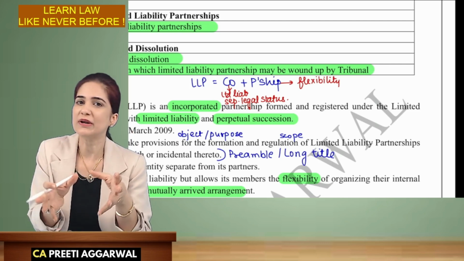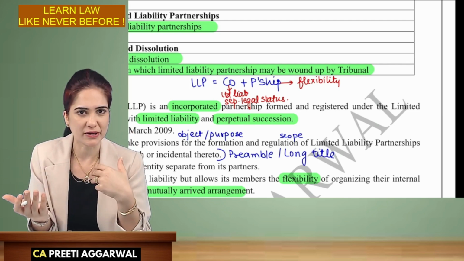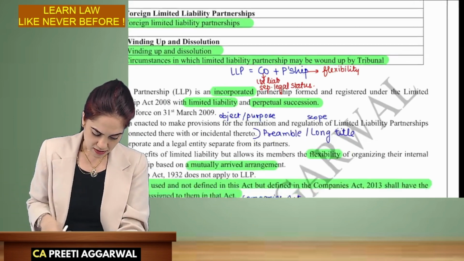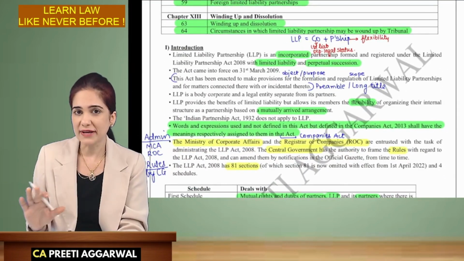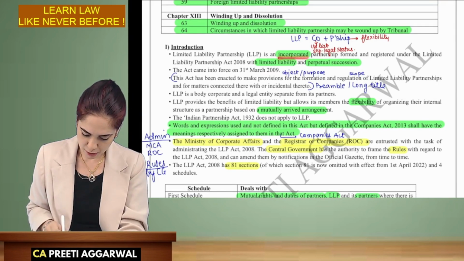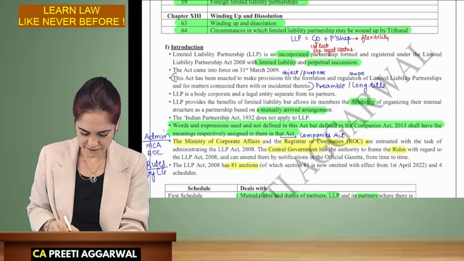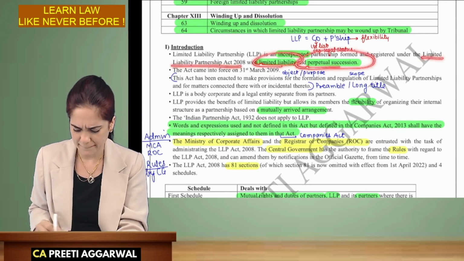So it's an incorporated body. You have to form an LLP. Just like a company, you have to incorporate it. LLP is an incorporated partnership. I have already highlighted the keywords to save time. It is an incorporated partnership which is formed under the Limited Liability Partnership Act with limited liability and perpetual succession.